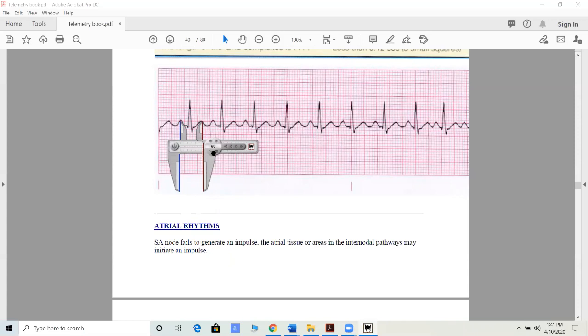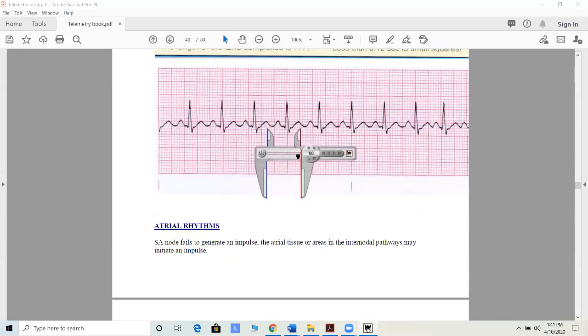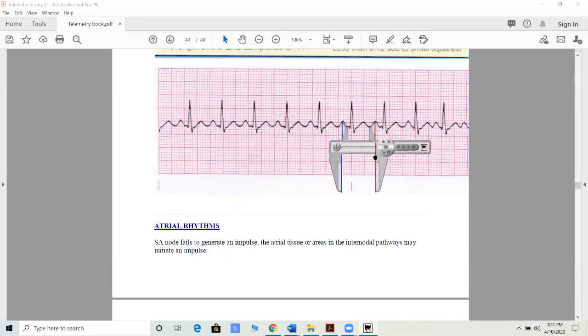So let's go ahead and do that. Let's go from P to P, P to P, P to P. Oh, well, that's not working there, right? Notice this one? This is not normal here. I'm trying to go P to P, but it's not there.